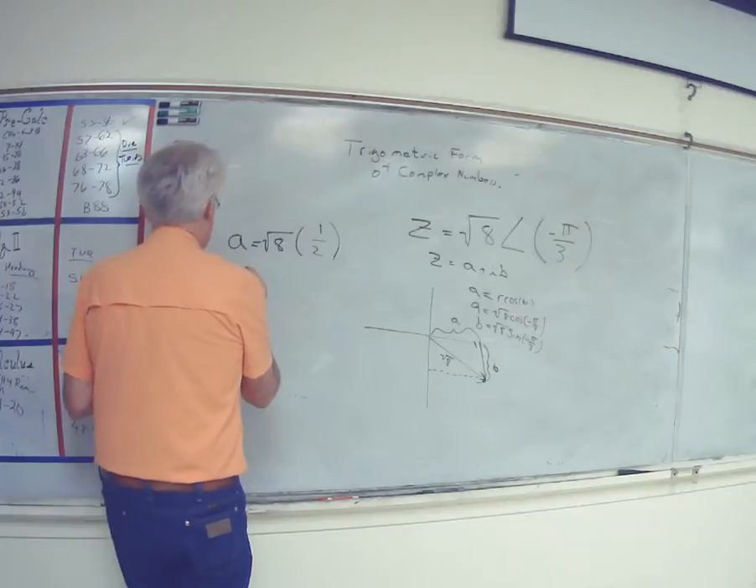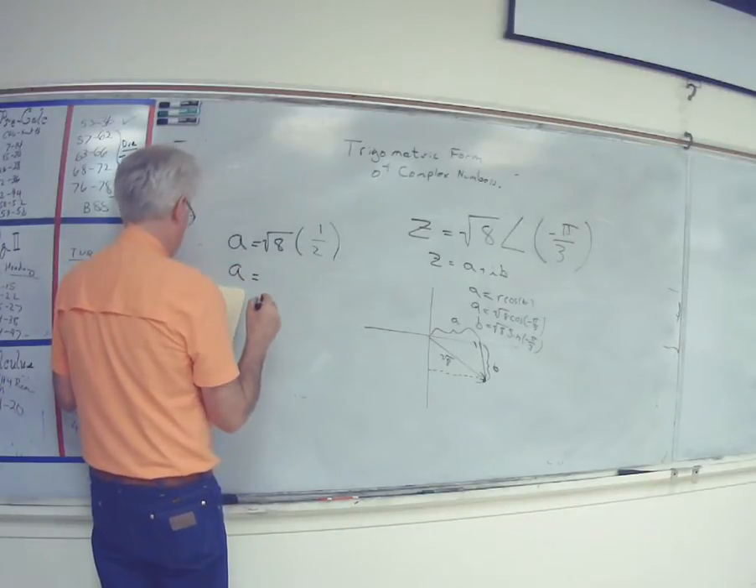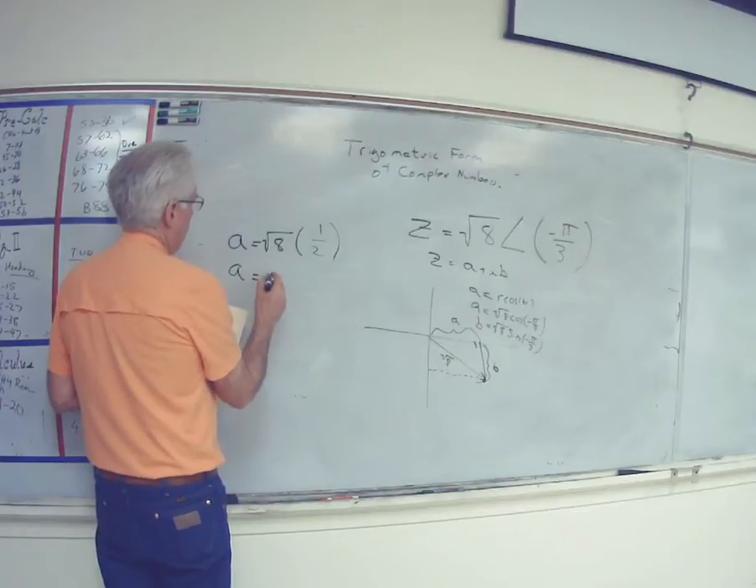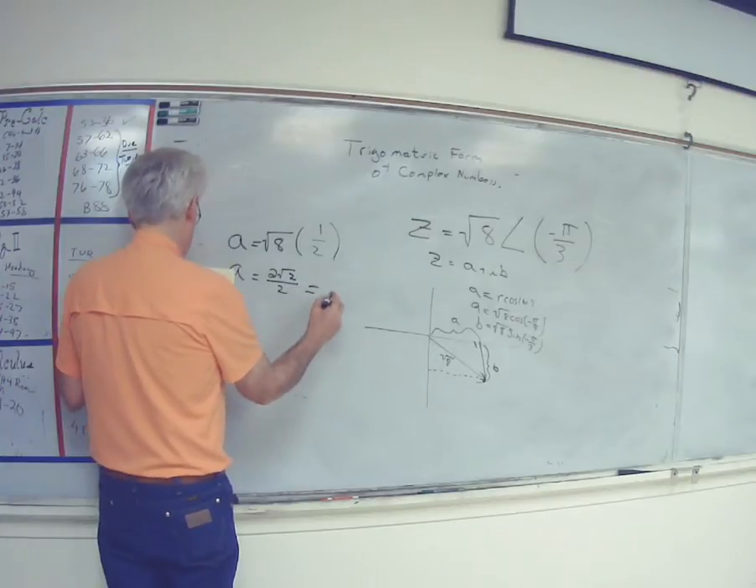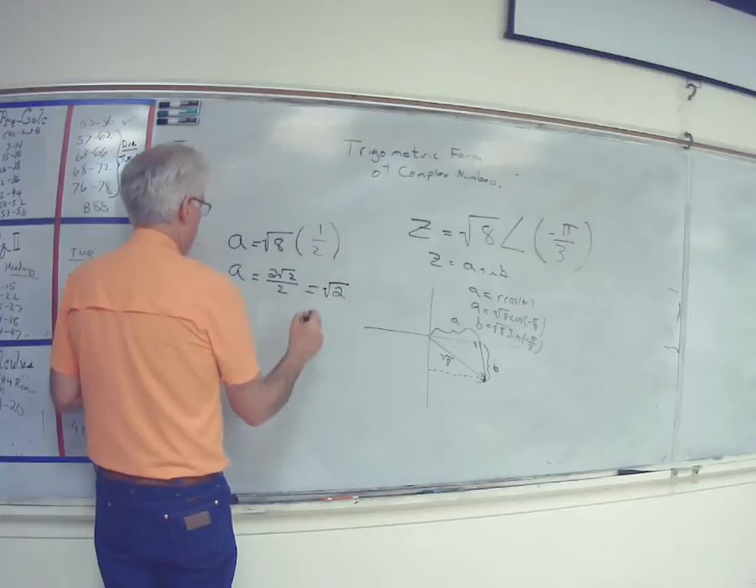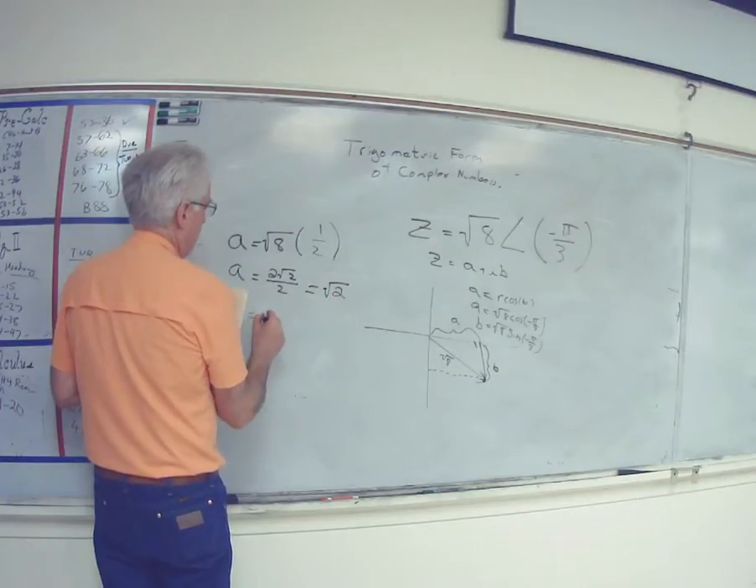Okay, and so what is the square root of 8? That's 2 times the square root of 2. So A is 2 times the square root of 2 times 1/2. A is the square root of 2, right? Yes, sir.